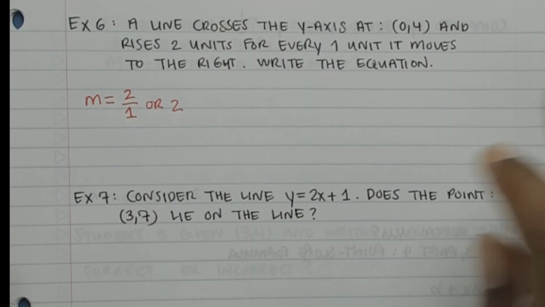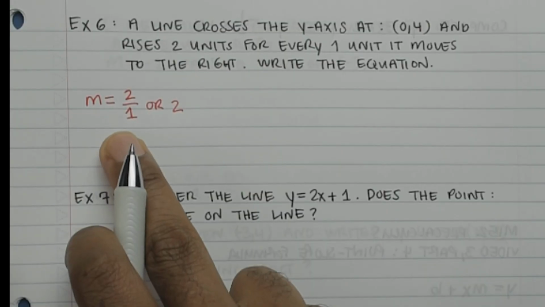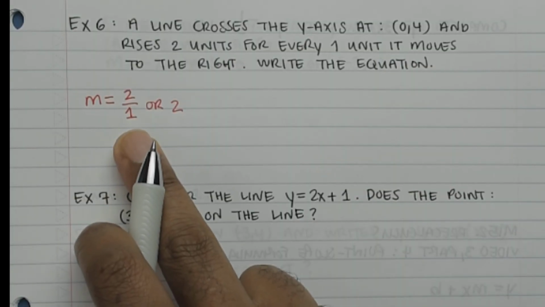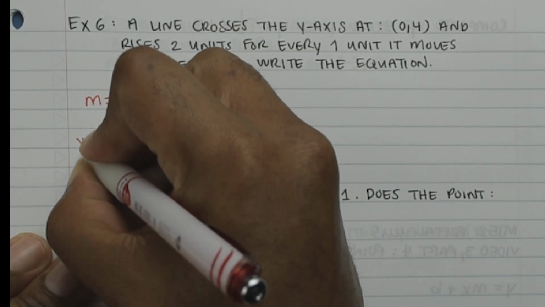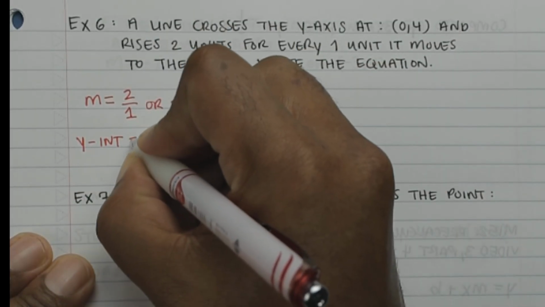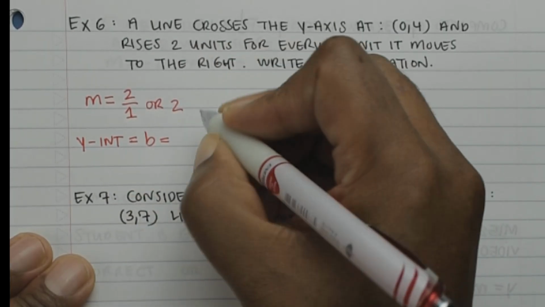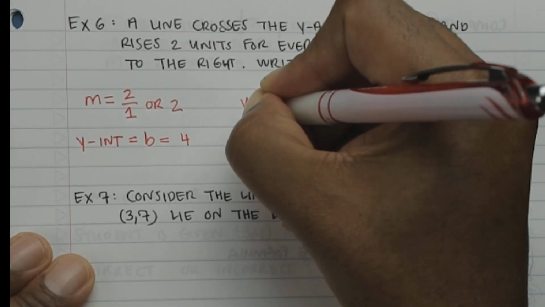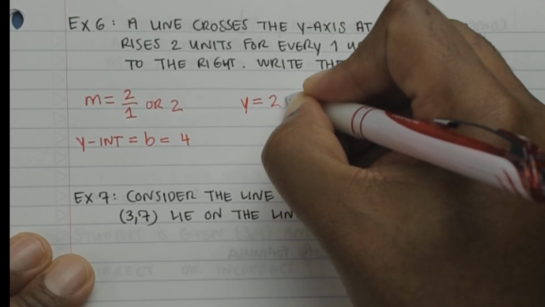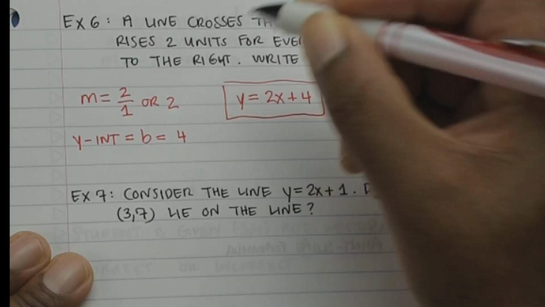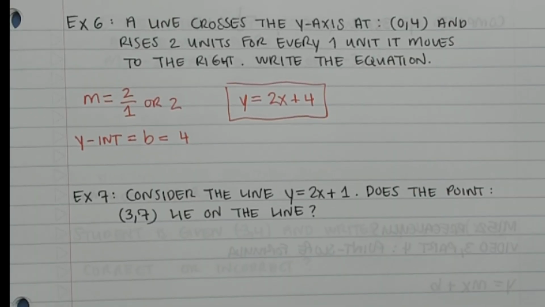or 2, right? And remember I said fractional slopes are acceptable because these two are not mutually exclusive. So m is equal to 2, and the y-intercept, or b, is 4. Therefore, y is equal to 2x plus 4. And that is your answer.